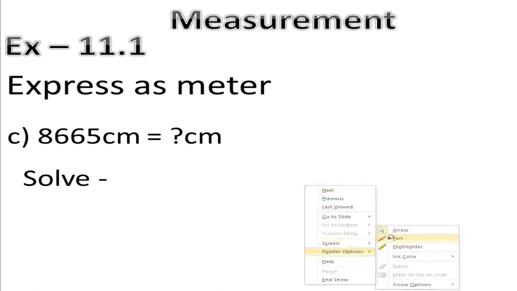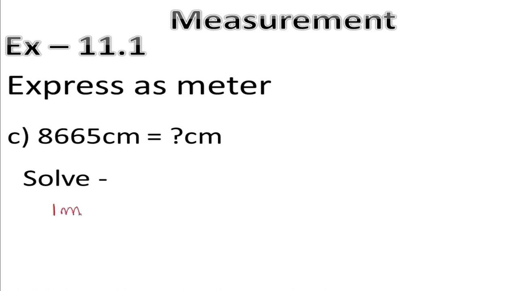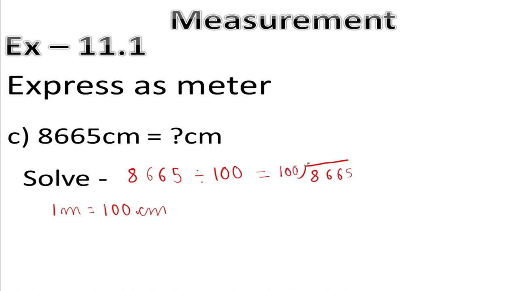8665 centimeter. As we all know, 1 meter equals 100 centimeter. तो हम लोग 8665 को 100 से डिवाइड कर देंगे। तो चलिए डिवाइड करते हैं। 8665, 100 into 8 equals 800. We subtract, we get 66. 5 comes down. 100 into 6 equals to 600. We subtract, 65 remains. We add a decimal.